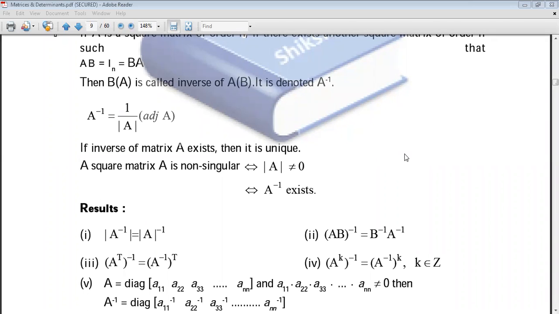कौन सा एलिमेंट होगा? फर्स्ट रो फर्स्ट कॉलम में कौन सा एलिमेंट है? 1 ना, 1. So what is the formula for calculating cofactor? -1 to the power I plus j. I plus j मतलब क्या होगा? इसका पोजीशन क्या है? 1 and 1. So 1 plus 1 into minor of 1.